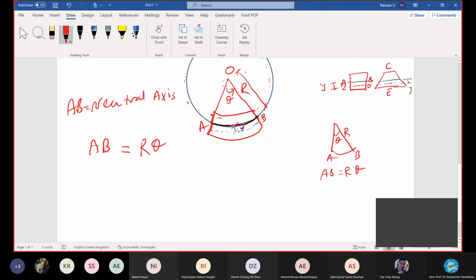Can we find, in a similar way, the arc length for the next one? This is also an arc, right? CD is also an arc, correct?